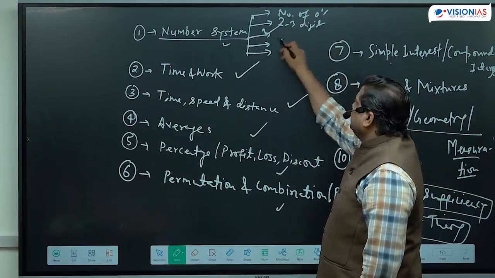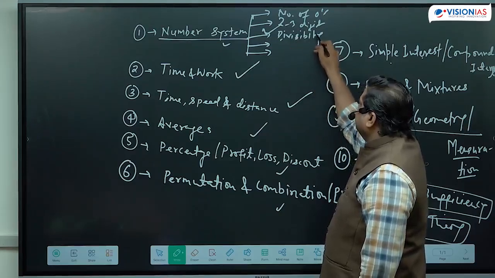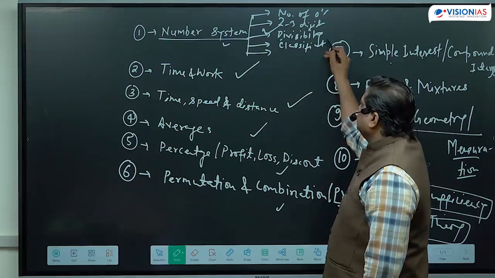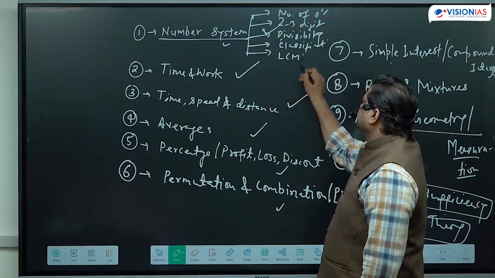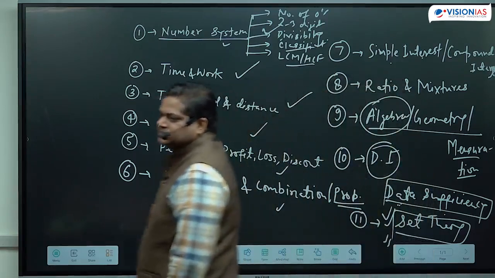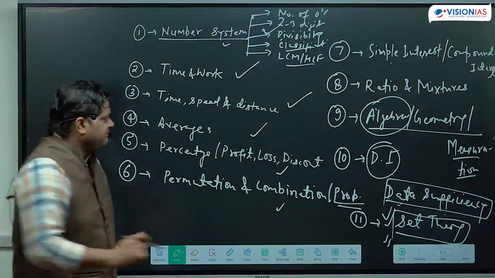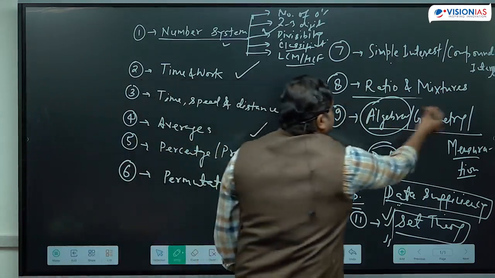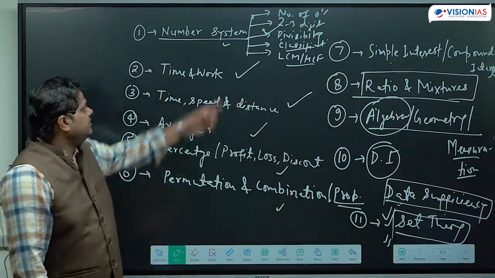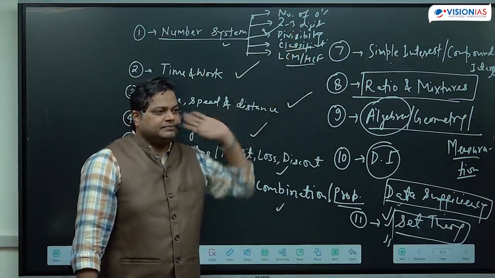Number. Then we have divisibility rule. Then we have classification of numbers. LCM, HCF. So this way, these are the subparts of number system. Partnership. Partnership will come in this ratio. Ratio and mixtures. Cyclicity concept will come in divisibility rule and this unit digit wala concept.